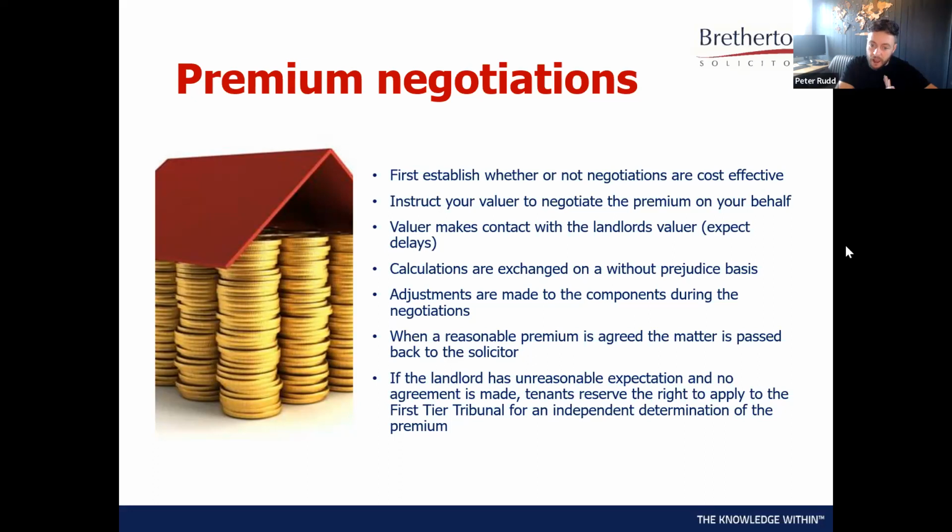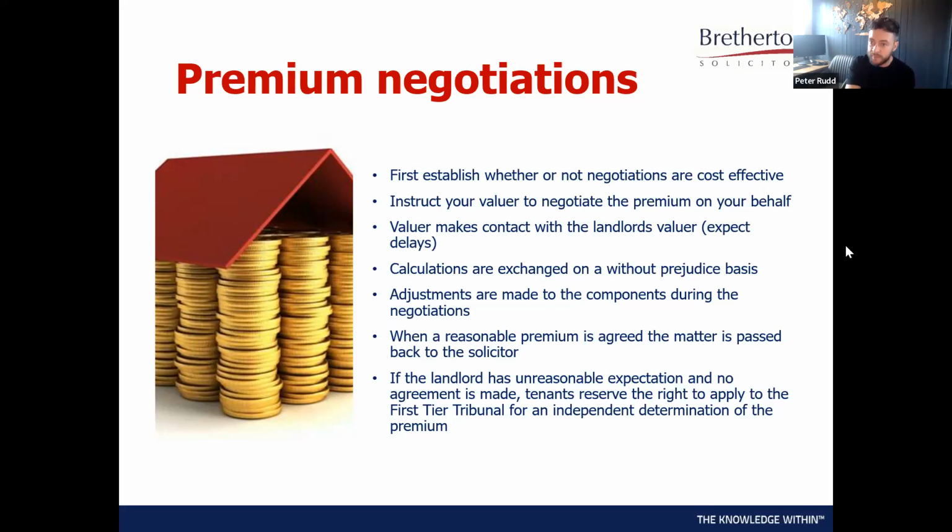Now, it does happen. Landlords sometimes can have very large expectations, and this can affect leaseholders. So if you're unable to agree a reasonable premium with the landlord, you do have recourse, and you are able to make an application to the first tier tribunal. Your application is made, and effectively what you're doing is you are asking the tribunal to independently determine the premium based on both sides' evidence.